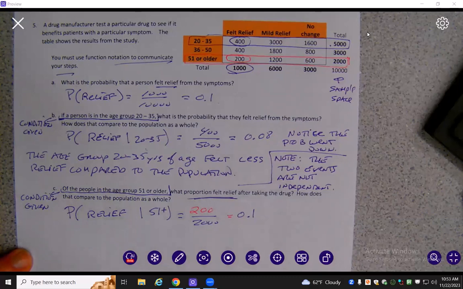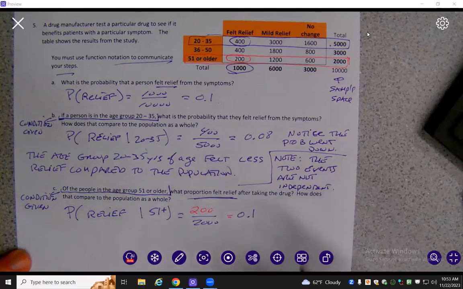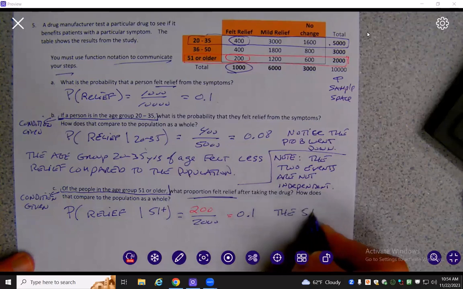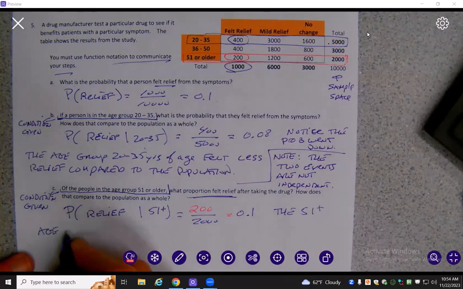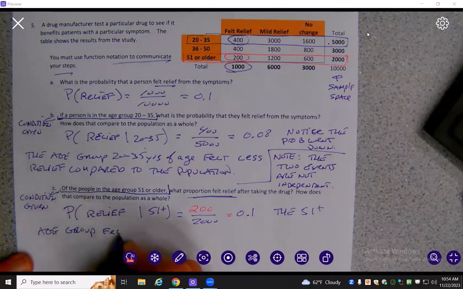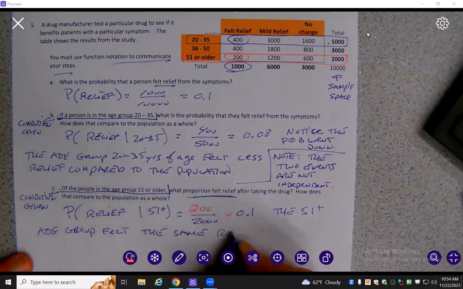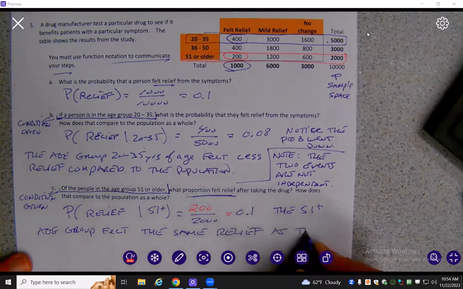So how does that compare to the population as a whole? The 51 plus age group felt the same relief as the population as a whole.